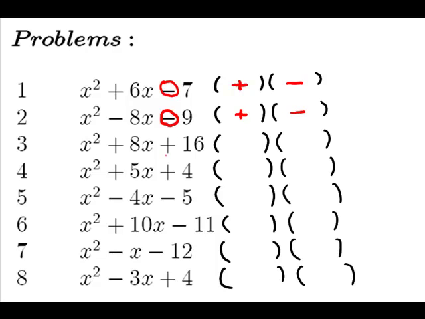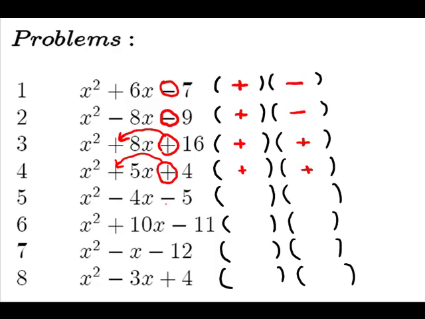Third problem, our last sign is positive. That says our signs are going to be alike, either two positives or two negatives. We have to look back at the sign of the middle term to see what they'll be. So this one will have two positive signs. Number 4, look at the last sign. It's a positive. It says our signs will be alike. We have to look back to see what they'll be. They will both be positive.